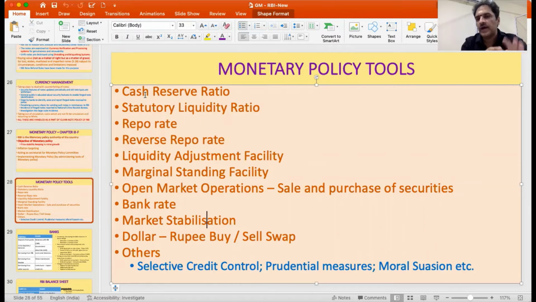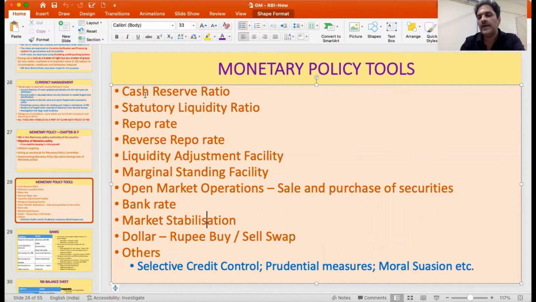Both of these are collateralized by government securities. Then if you don't have sufficient government securities, you take a portion of your SLR, and against that security you take money from the Reserve Bank of India. That is called the marginal standing facility. If there is surplus money available with you, you keep this balance with the Reserve Bank of India under the standing deposit facility scheme. That is another monetary policy tool that is there.